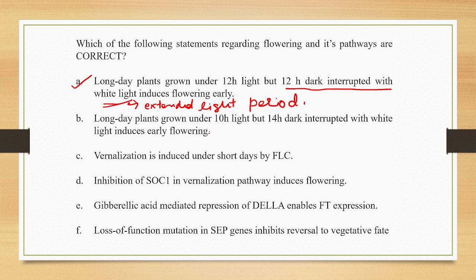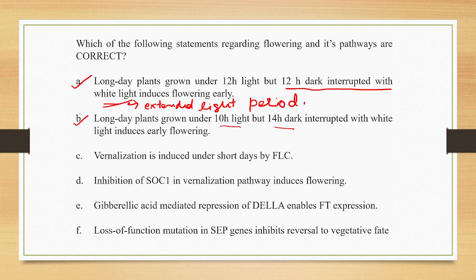Then therefore, with the same logic, your B option is also correct. Long day plants grown under 10 hours of light but 14 hours of darkness interrupted with white light induces early flowering. Now you can say that here the light phase is 10 hours but 14 hours is the dark phase, and how can early flowering take place? But you need to understand that this 14 hours of dark phase is not a complete dark period. You see, it is interrupted with white light. So there is an extended light period. So therefore, flowering would be induced early.